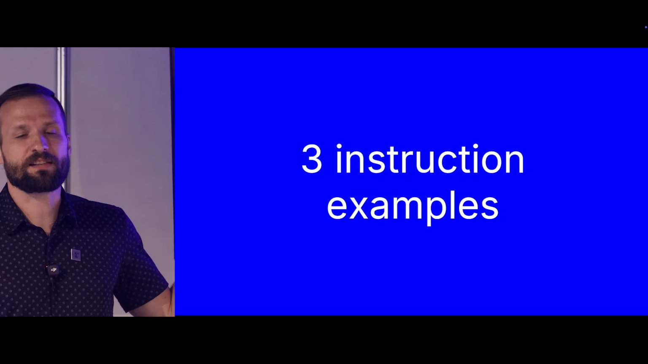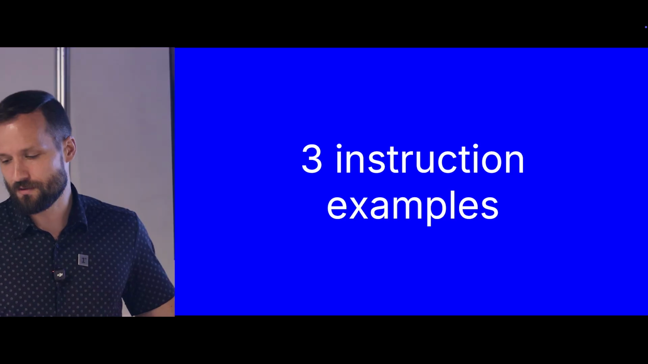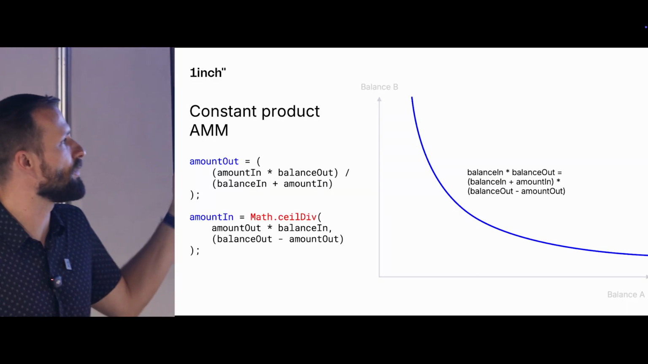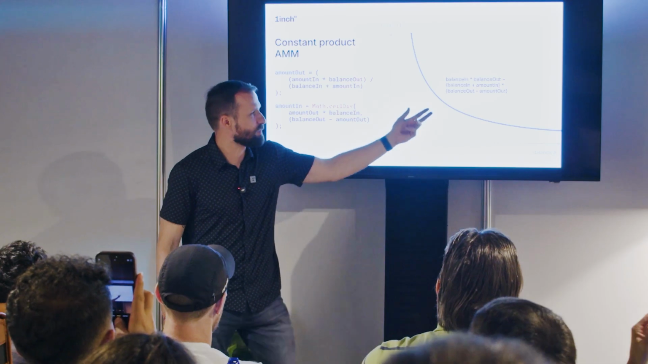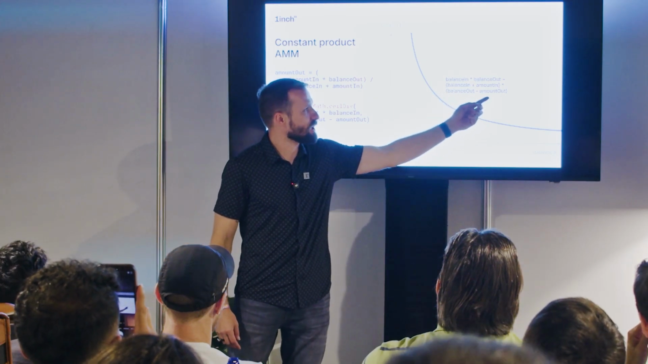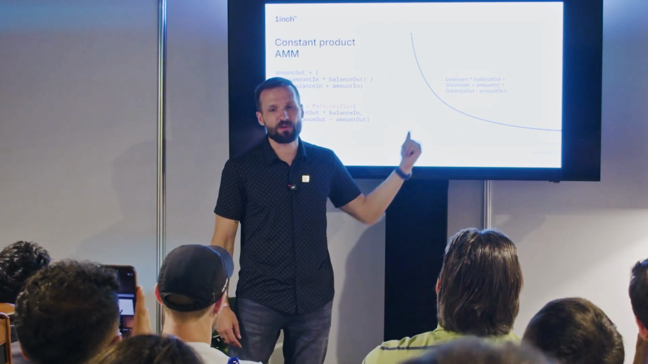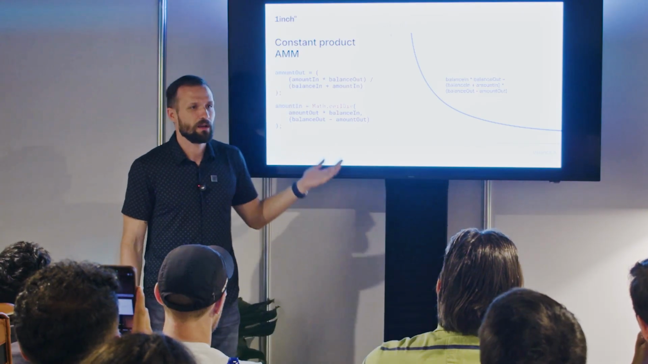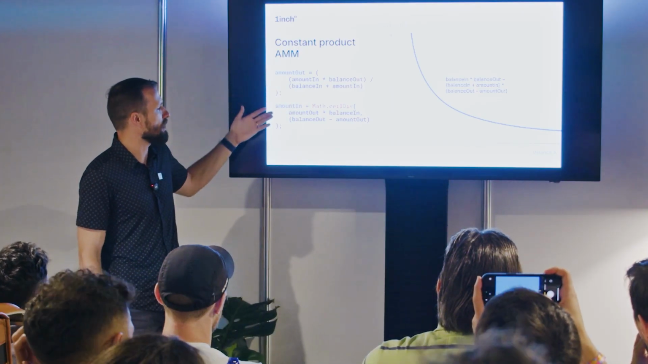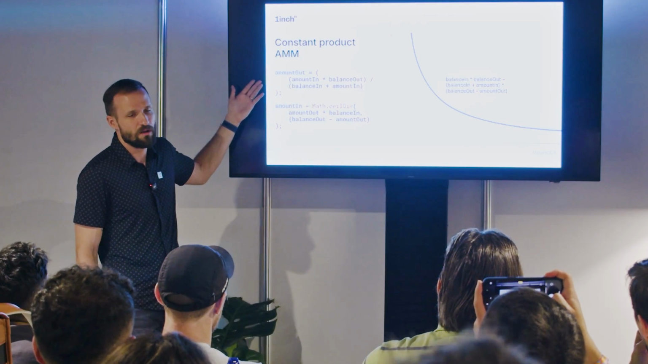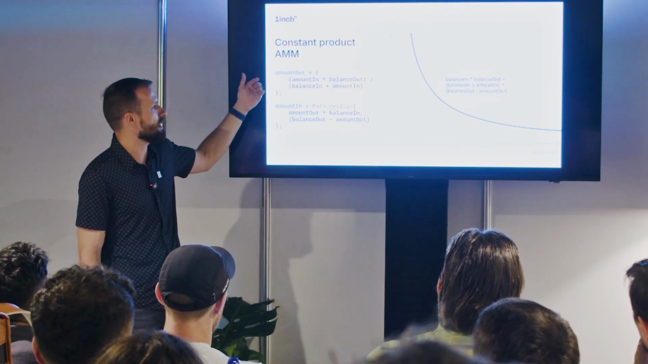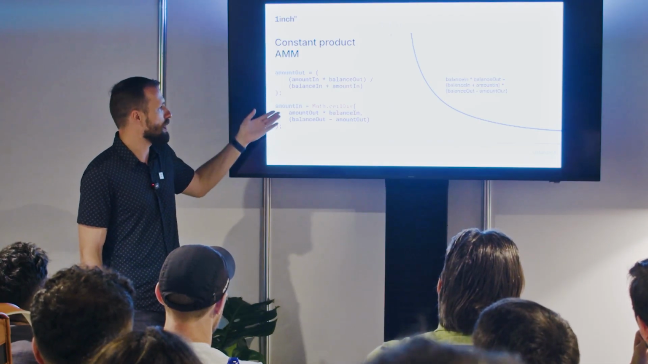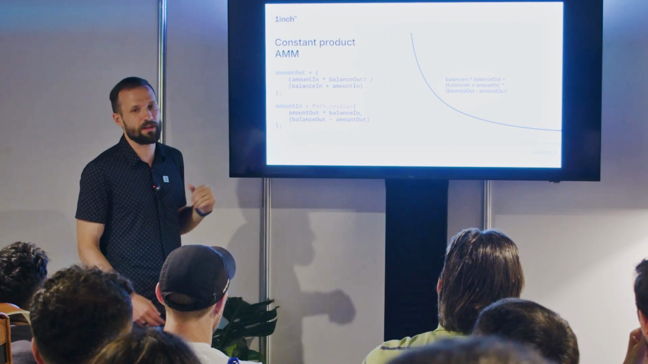So, examples of instructions. The very first and very obvious one is the constant product AMM formula, where the balances before the swap multiplied by each other should be equal to the balances after the swap multiplied by each other. And they are basically derived to these things. So this instruction checks if the amount out is 0, we have to compute it like that. If the amount in is 0, it computes the amount like that.